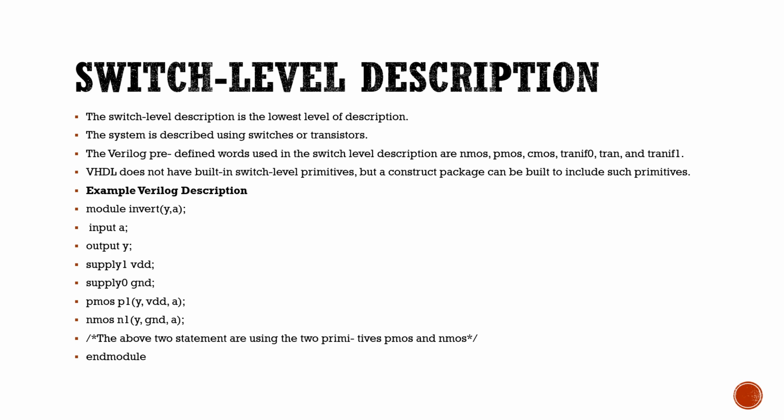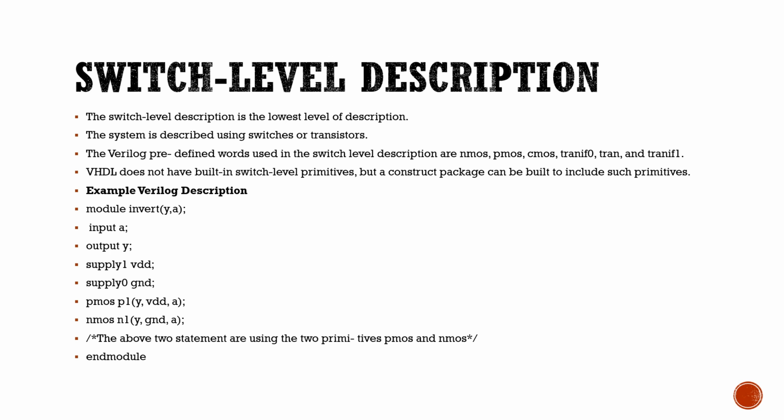So here in this program, I have written a program for an inverter. As we all know, an inverter consists of only one input and one output. Here variable A is defined as an input and variable Y is defined as an output. This particular inverter requires supply here, that is supply 1 VDD and supply 0 ground. Supply 1 VDD represents logic high and supply 0 ground represents logic low.